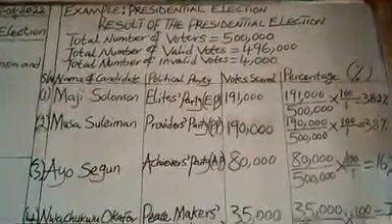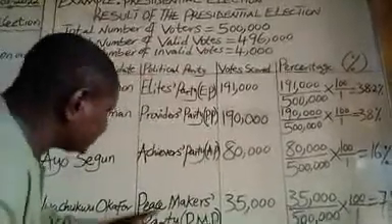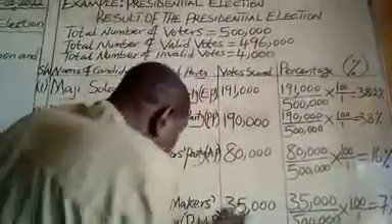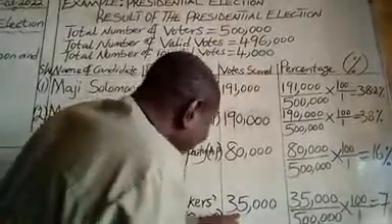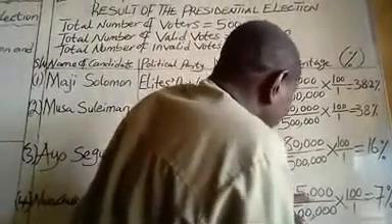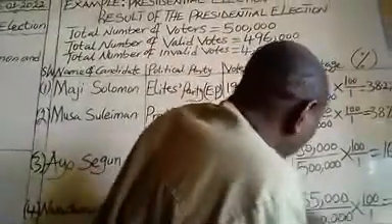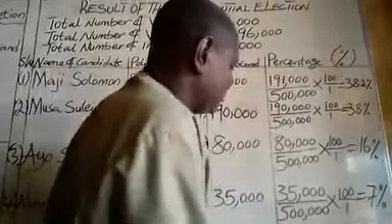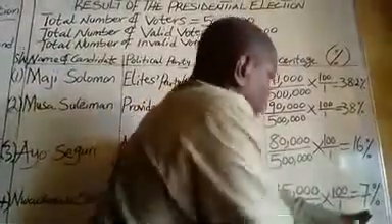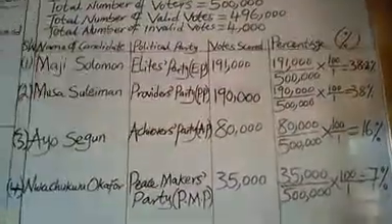Okay? Nwachukwu Okafor. Look at the political party. Peacemakers Party, PMP. He scored 35,000 votes. Look at the percentage. 35,000 all over 500,000 times 100 over 1. Look at the percentage. 7%. He got 7%.